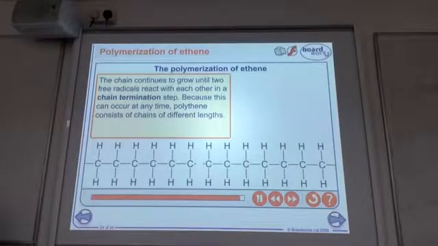Exactly. Eventually, if two radicals come together, then the chain will stop growing. It's a bit like our free radical substitution in alkanes. Eventually, you'll get to a termination step that will stop the chain growing. And with something like polythene, because it's a random process, all of those chains can be completely different lengths, and you get a whole jumble of different length chains, some chains that have branches on them, some chains that don't have branches on them, and even some chains that will have multiple branches on them.